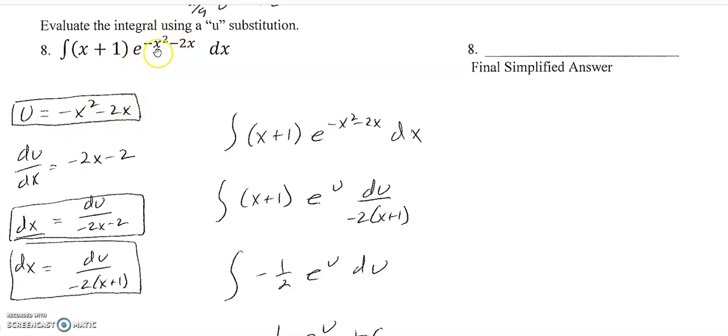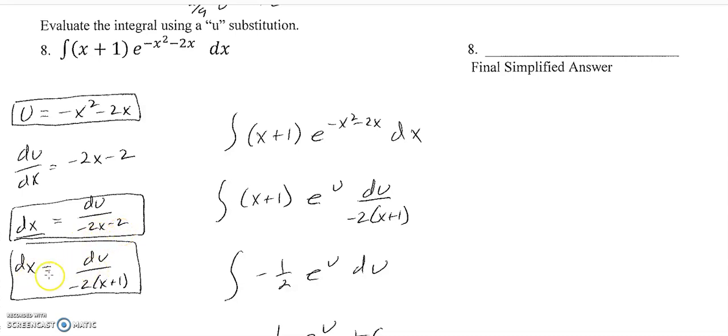Instead of e to the negative x squared minus 2x, we'll have e to the u, much easier to take the integral. And the derivative, du over dx, equals the derivative of negative x squared, which is negative 2x. The derivative of negative 2x is negative 2. Remember the little shortcut: dx will equal du over the derivative, which is negative 2x minus 2. And then we can factor out a negative 2 here, which will help us out a little bit later.